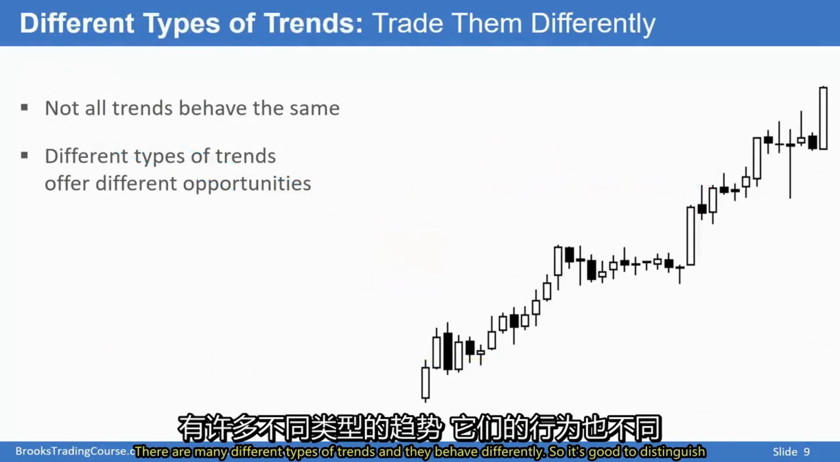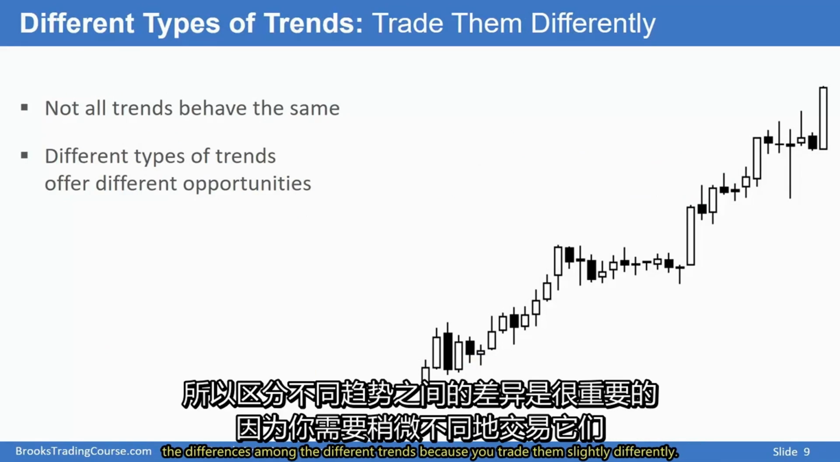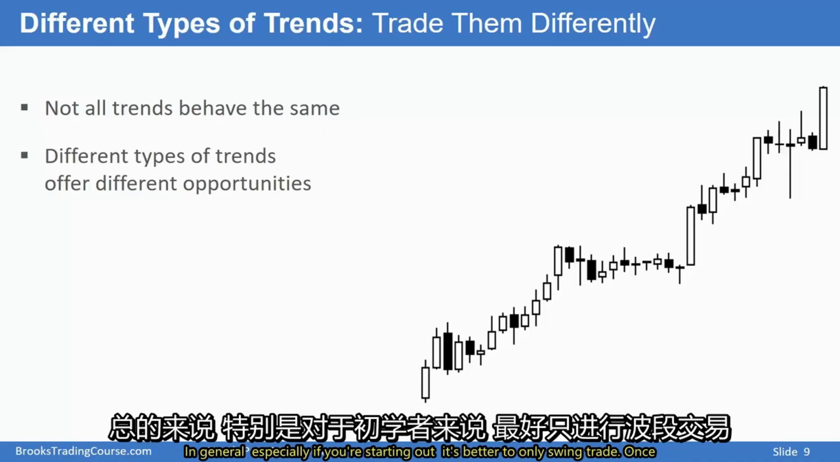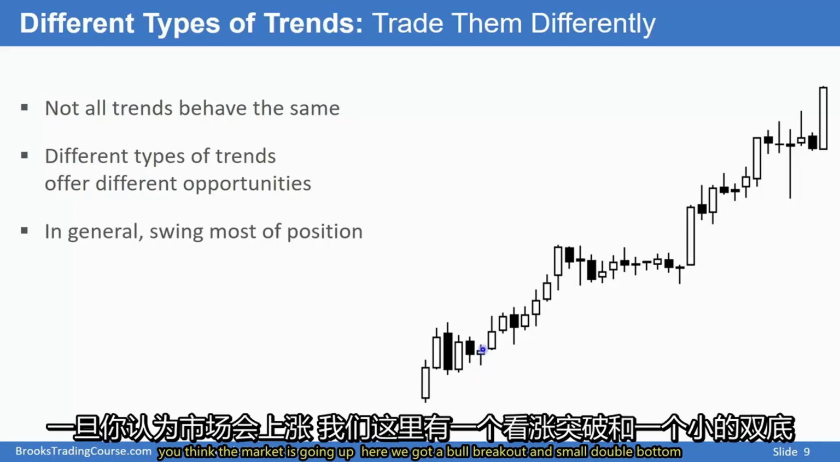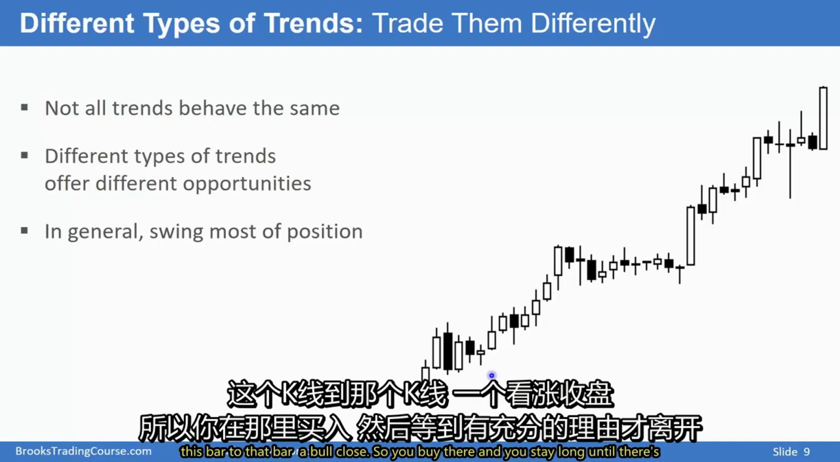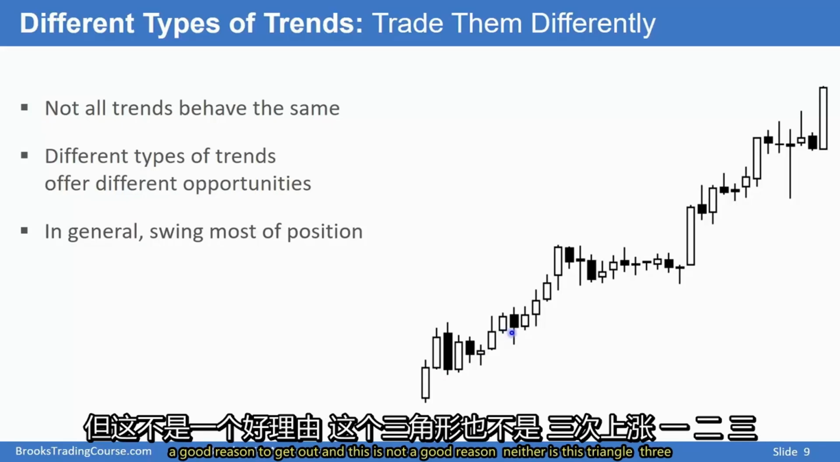There are many different types of trends, and they behave differently. So it's good to distinguish the differences among the different trends because you trade them slightly differently. In general, especially if you're starting out, it's better to only swing trade. Once you think the market is going up, here we got a bull breakout and small double bottom, this bar to that bar, a bull close. So you buy there and you stay long until there's a good reason to get out.